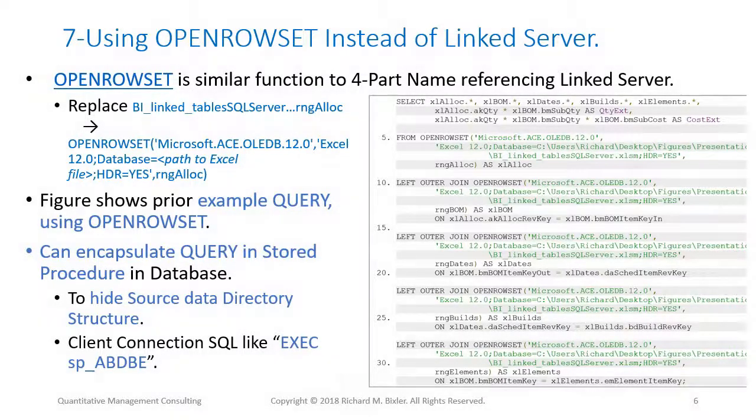This structure again hides the file structure and query structure, avoiding distribution of structure to client workbooks. This structure also eliminates the need to set up linked servers prior to executing a data query. OPENROWSET can also bulk load a table in SQL Server from an external source.